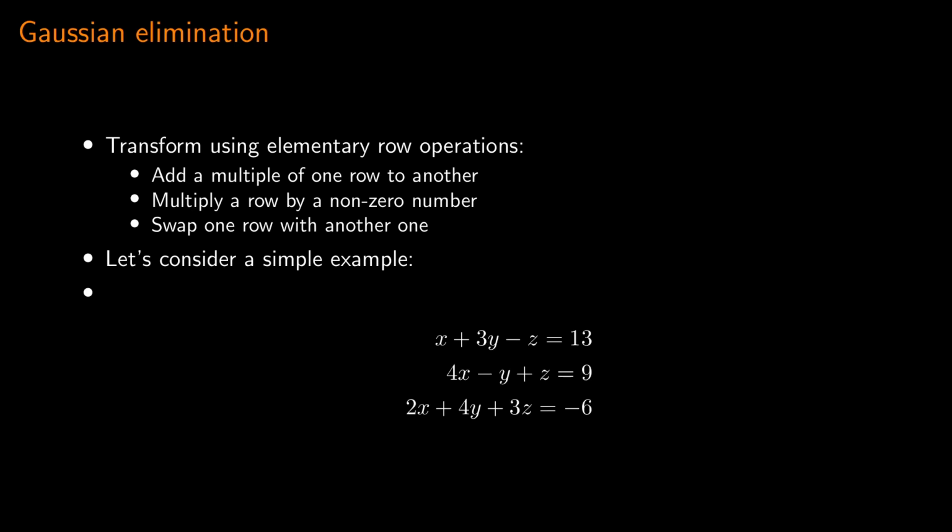So let's start with this system of equations here. So we have x plus 3y minus z equals 13, 4x minus y plus z equals 9, and 2x plus 4y plus 3z equals minus 6. Now we're going to work with this system of equations as an example throughout the rest of the slides that I'm going to show. So if you wish to write this down on a pen and paper, then now would be a good time to do so.